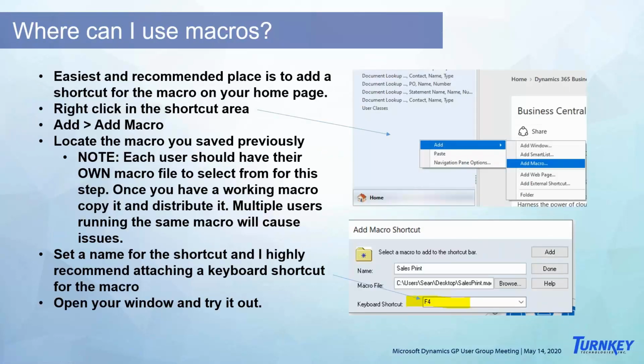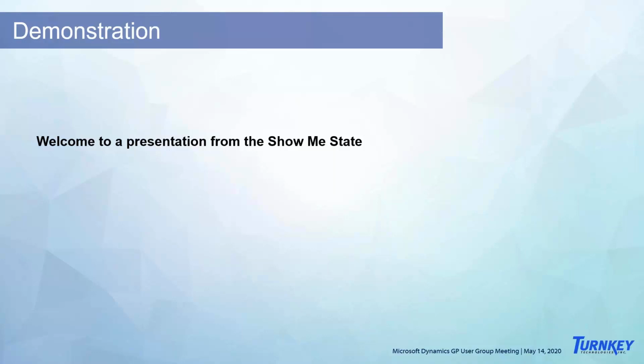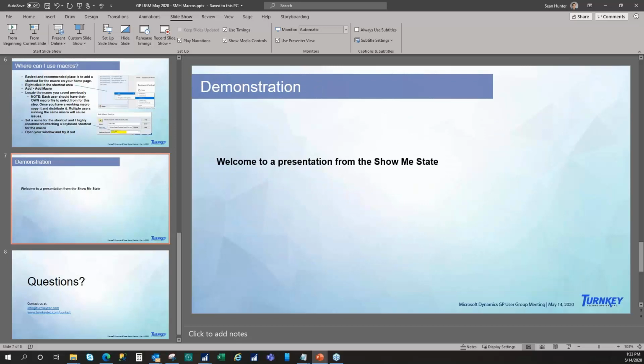So without further ado, of course, we're presenting to you from the Show Me State here. Let's go ahead and break into a demonstration and see how we can make a macro function for us to put together default settings on our sales print screen in the system. So I'm going to go ahead and back out of this. Let's get GP pulled up here.